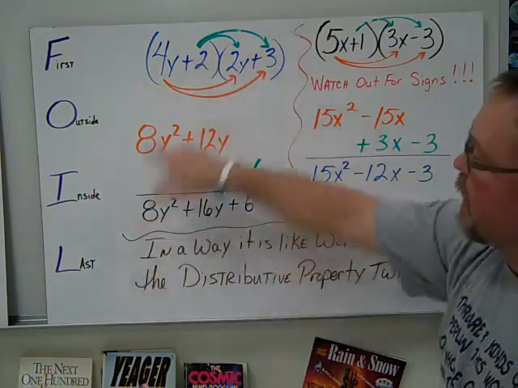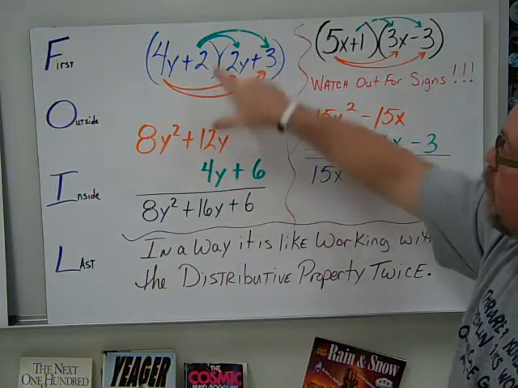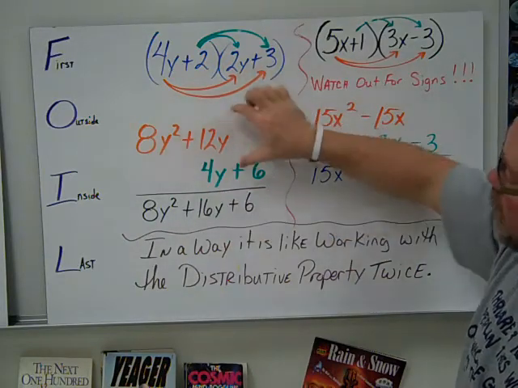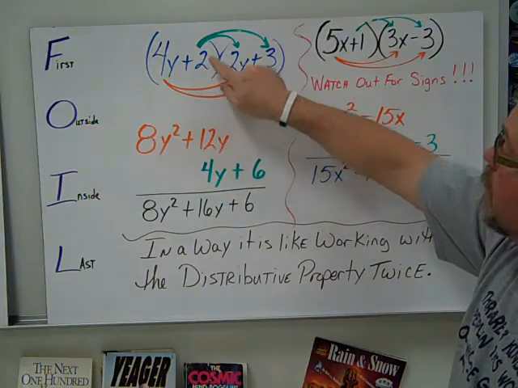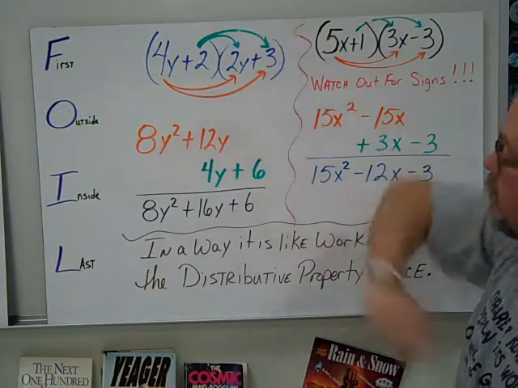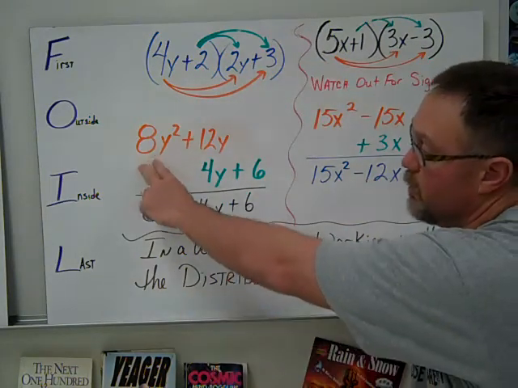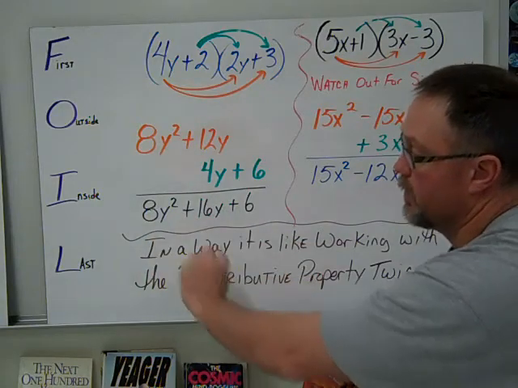Our inside last, 2 times 2 gives us 4 with a y, there's your like terms that you line up. And you have 2 times 3, which gives you 6. So we do not have anything here to combine, so we're going to bring this down.